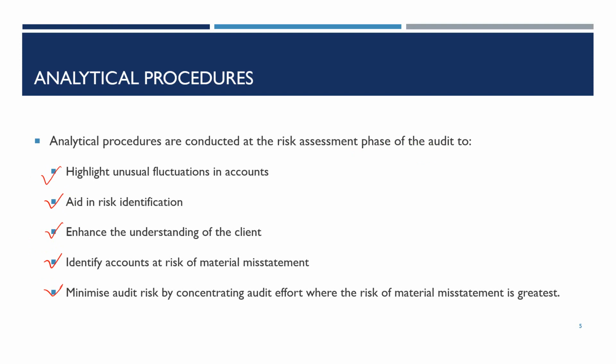ASA 315 specifies that an auditor should perform analytical procedures as part of their risk assessment process. Analytical procedures help identify inconsistencies, unusual transactions or events, and amounts, ratios and trends that indicate matters that may have audit implications. Unusual or unexpected relationships identified may assist the auditor in identifying risks of material misstatement, especially risks of material misstatement due to fraud.